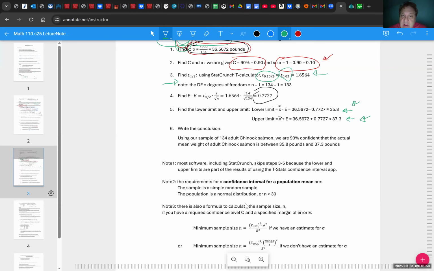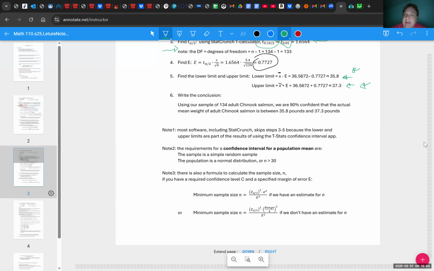It's the same requirements. All right, there's a third note, which is similar to the previous page, where there's actually a formula if you want to calculate the minimum sample size, but you'd have to know the confidence level, and you'd have to have a margin of error specified. So you'd have to know a C value and be given an E value in order to calculate the minimum size. It's just a formula. It involves the Z alpha over 2 thing. You just plug in the numbers. There's 2 formulas again. One, if you have an estimate for the population standard deviation, and the other, if you don't have an estimate for the population standard deviation. So depending on the information they give you, they may give you an estimate for sigma, the population standard deviation, or they don't, then there's two different formulas, whichever version you have.